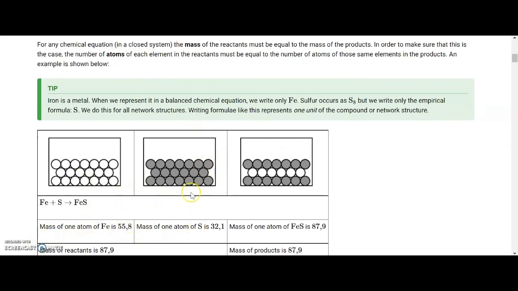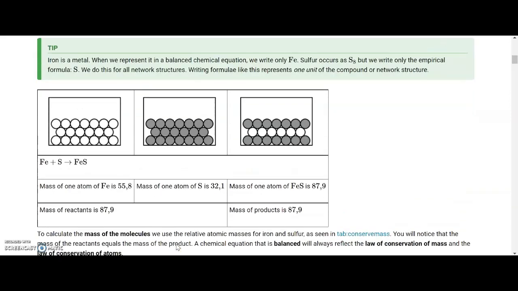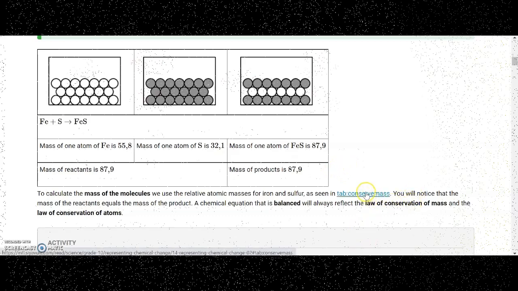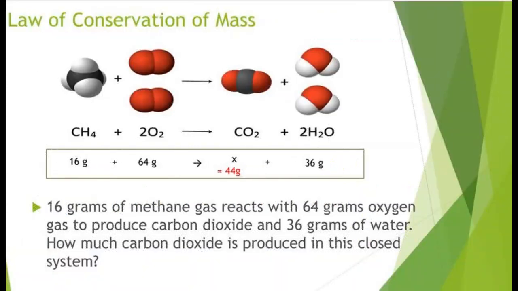It's because the atoms are rearranged to form a new compound. So looking at this example of iron with sulfur, an iron atom has a relative atomic mass of 55,8 and sulfur has a mass of 32,1. An iron sulfide particle has a mass of 87,9. So the mass of the reactants is equal to the mass of the products. And the equation is always the simplest ratio.